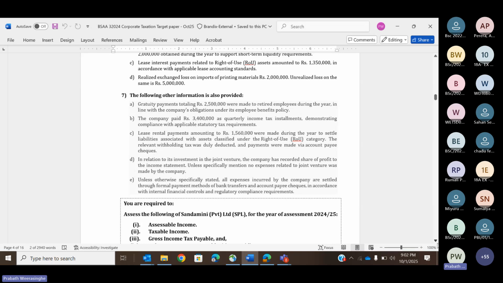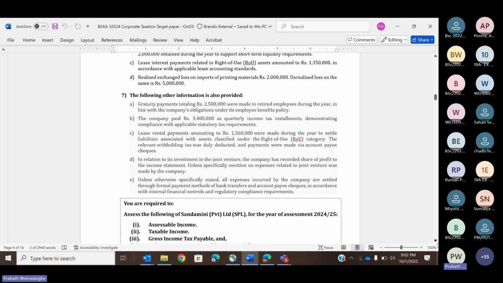We have to consider as part of income. And additional information, just like gratuity payment, we can deduct. Income tax, once we work out the tax liability, we can deduct. Lease rental payment related to the ROU asset, we can deduct.